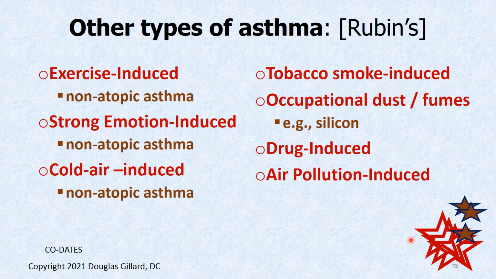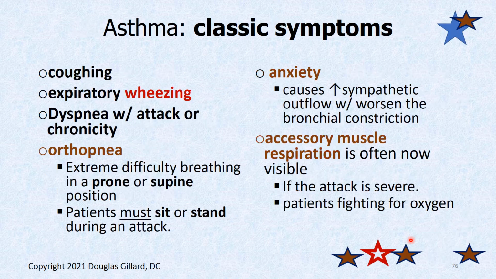There's other types of asthma too, which we just don't have time to get into. You could further subdivide non-atopic asthma. Sometimes exercise can stimulate an asthma attack. Strong emotions can stimulate an asthma attack. Cold air can stimulate an asthma attack. Those are non-atopic types of asthma. We don't understand the mechanism behind those. And then there's the atopic type subcategories: tobacco, occupation, dusts in our area, silicon. Silicon dust is notorious for sparking these. Drug-induced, air pollution-induced. We know the cause of these things.